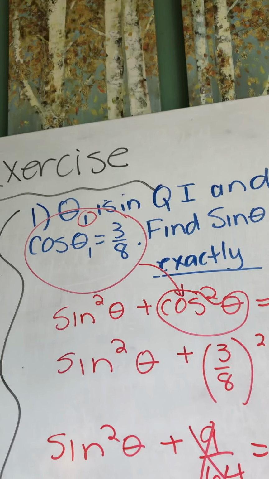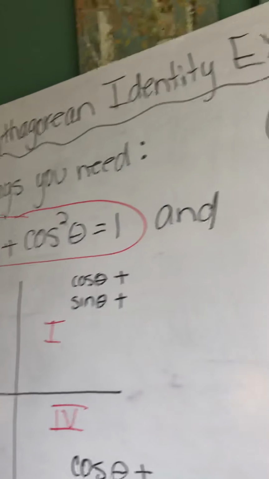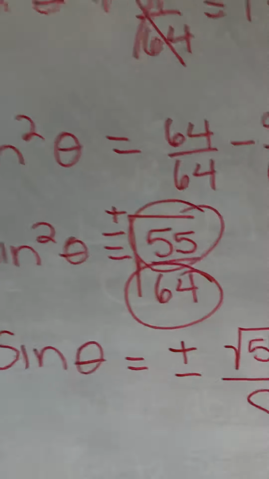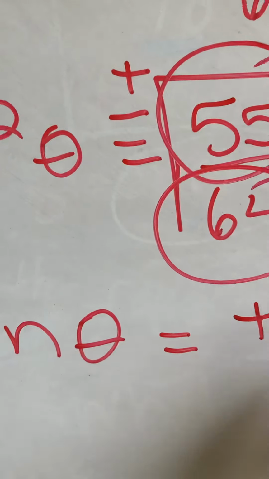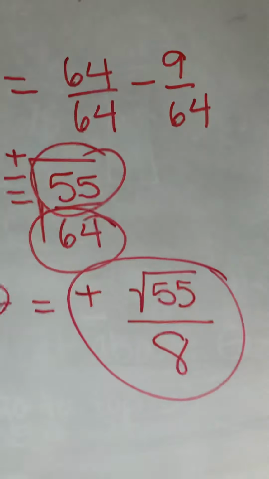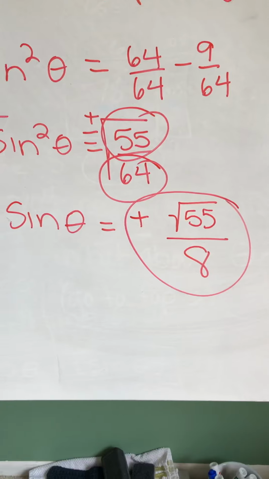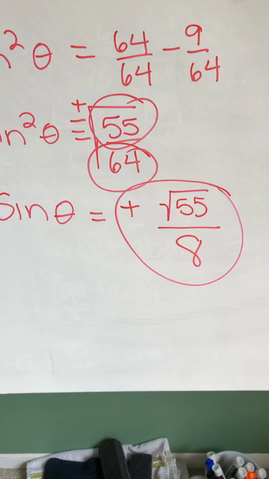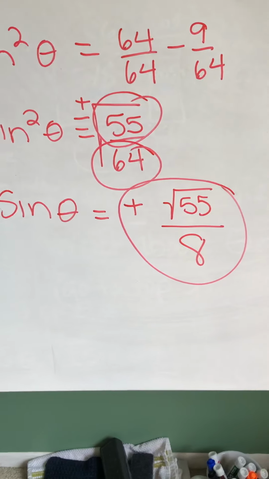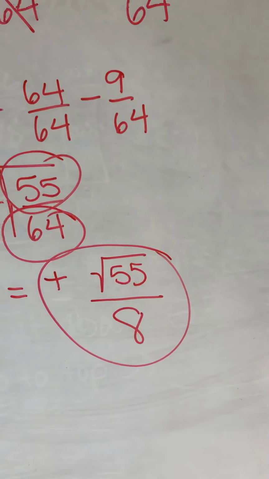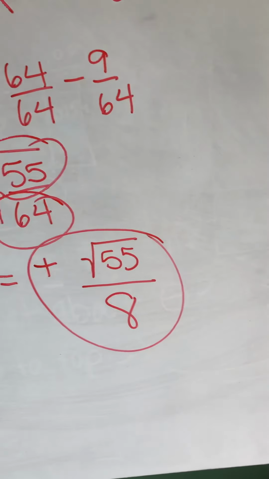Now our original angle is in quadrant 1. Let's go to quadrant 1. In quadrant 1, sine is positive. There we go. That's how I know which to pick. Now, so that is our exact answer for sine. It's a positive square root of 55 over 8, right? So Khan Academy won't take a decimal. It wants that exact answer there. Okay, let's try another one.